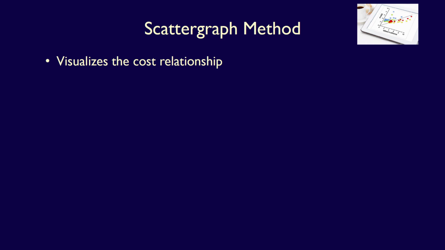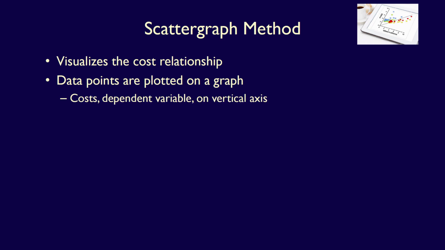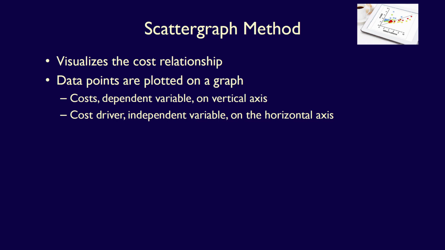This method visually represents the relationship between the costs, such as total utilities, and the cost driver, such as the number of machine hours, which is also known as the level of activity. All of the data points are plotted on a graph, either manually or using Excel. Costs, which is the dependent variable, is plotted on the vertical axis. An example would be total utility costs. The cost driver, the independent variable, the level of activity, is plotted on the horizontal axis. An example would be total machine hours.